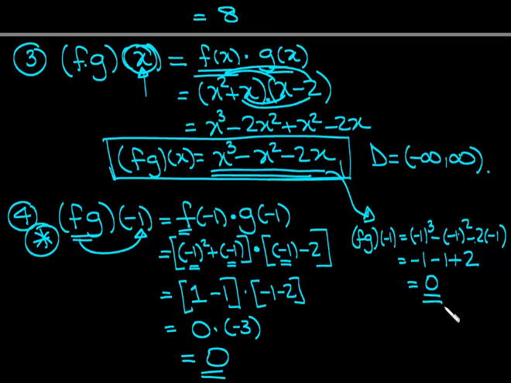But if we had done it this way, we first would have to find the actual new function and then find the value of the new function at minus 1. But if they don't ask us for the new function, just do it this way.